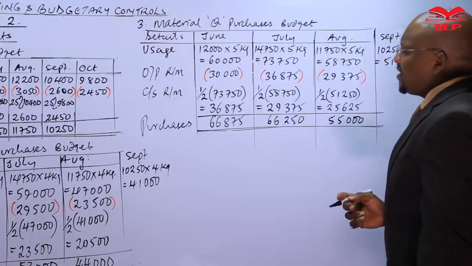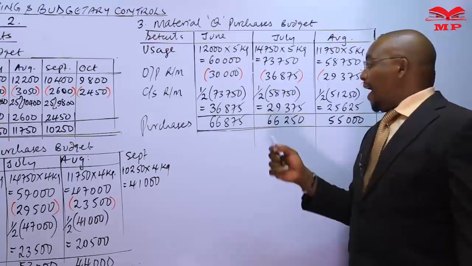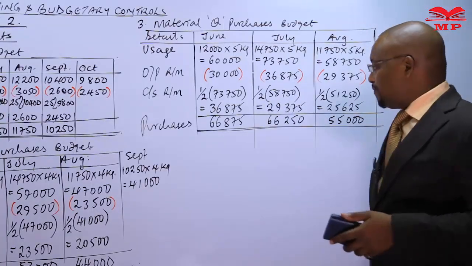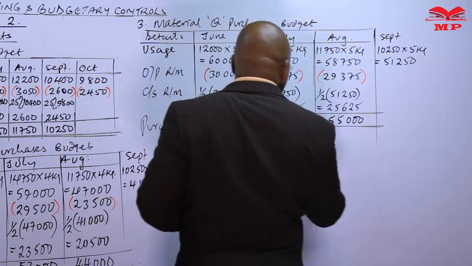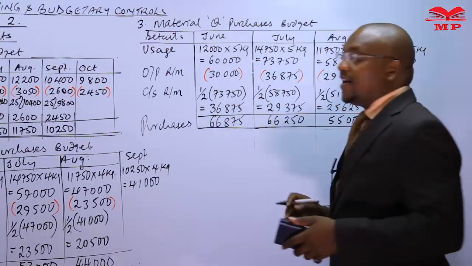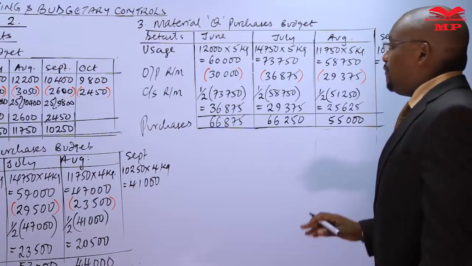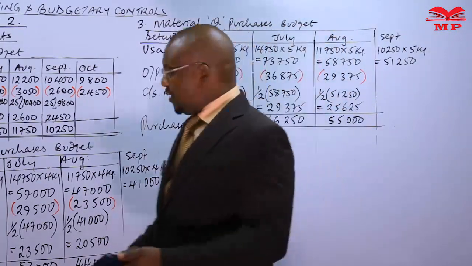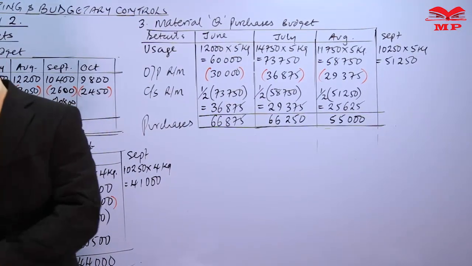Again, you can see that there are some months we are purchasing more than what is expected, and we are purchasing less than what is expected, depending on the policy of stocks. And that's all. So that is it about the purchases budget for both material P and material Q. And I hope you have seen how the functional budgets work as far as production and material purchases are concerned. That is all for that question.